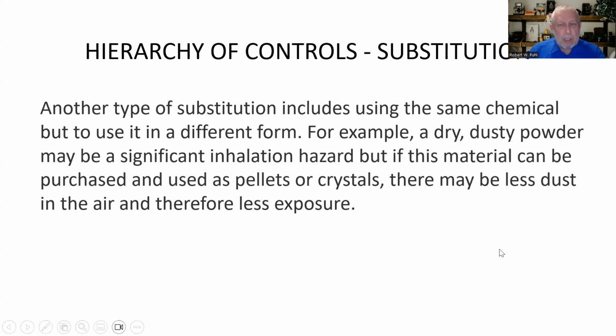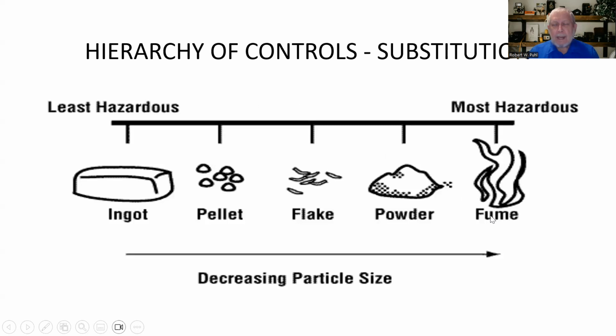Another type of substitution includes using the same chemical, but in a different form. For example, a dry, dusty powder may be a significant inhalation hazard, but if this material can be purchased and used as pellets or crystals, there may be less dust in the air and therefore less exposure. This is a handy little chart. I thought the least hazardous would be an ingot, a solid piece, and then decreasing particle size would be a pellet, then a flake, then a powder, and then a fume. So increasing the particle size makes it less hazardous. Obviously, you can't inhale an ingot, a pellet, or a flake, but maybe a powder and a fume you can.